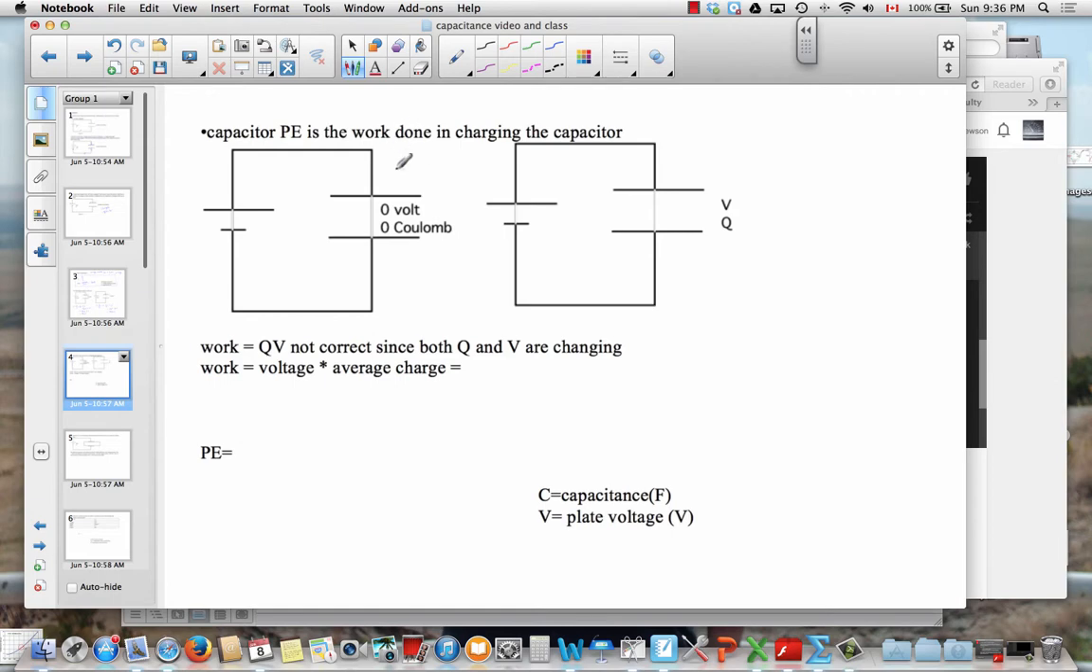Now, for the energy that's stored, because capacitors store both charge and energy, we recognize that the capacitor initially discharged has no stored energy and no stored charge, and then we build up to a voltage V and a charge Q. So the energy isn't just going to be the product of charge and voltage, because while the charge is building up, the voltage actually isn't constant. The voltage is building up too.